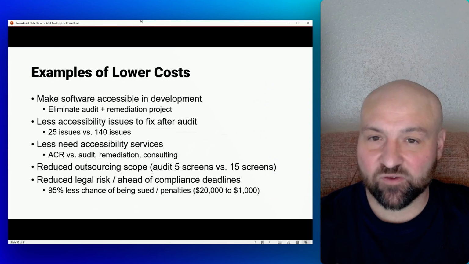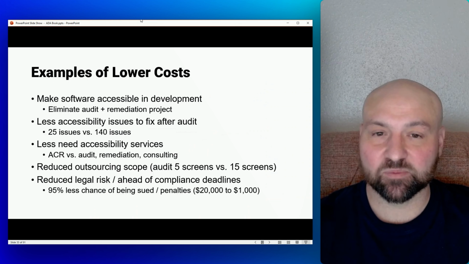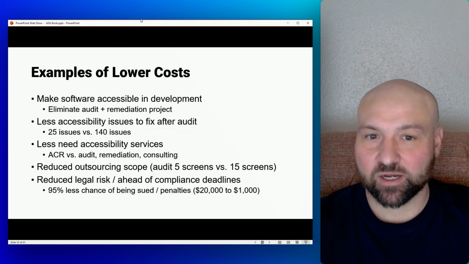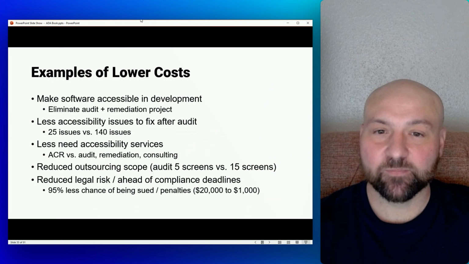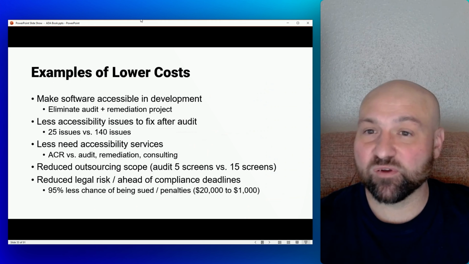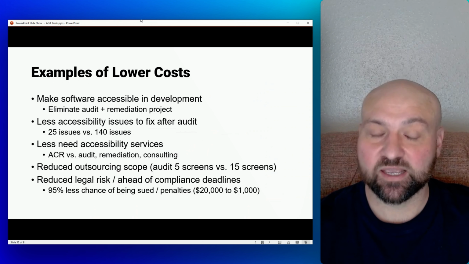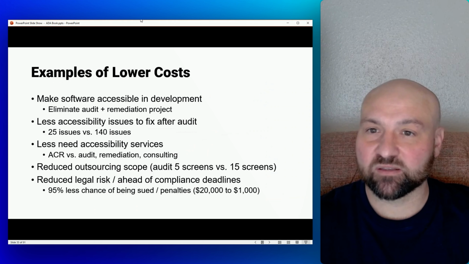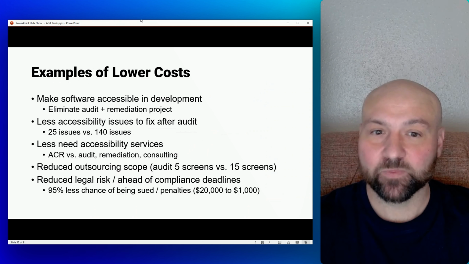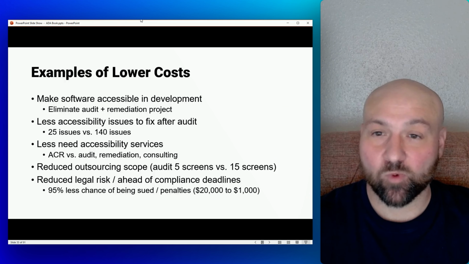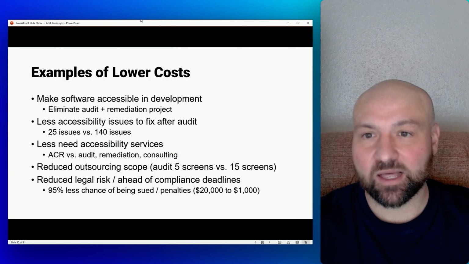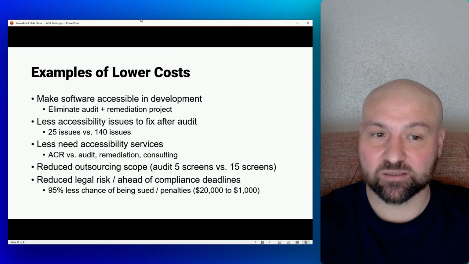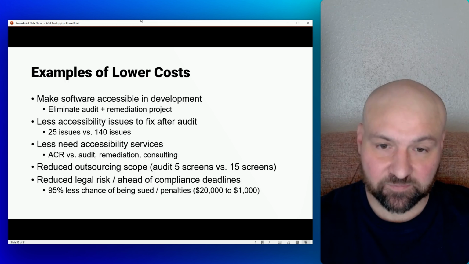Well, let's say if you have software and you make the software accessible in development, so early on, you're going to eliminate a complete audit and remediation project. Another example here is if you have less accessibility issues to fix after an audit. So let's say that your accessibility isn't perfect. There are still some accessibility issues remaining. But if you can take those issues from 140 in count to 25, that's going to be a lot less time and money that goes into accessibility when you're making the fixes.